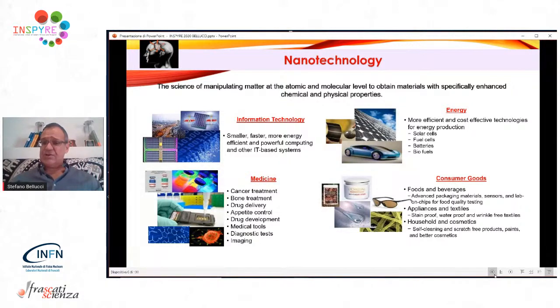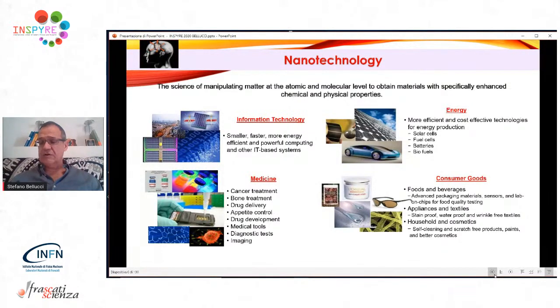Then energy. Energy, of course, is one of the most wanted applications in our society. We have a greed and a hunger for a production of energy to replace the conventional fossil fuels with renewable sources of energy. And nanoparticles potentially can help solar cells as well as batteries a lot. In my group, we are working currently on batteries using carbon nanomaterials.